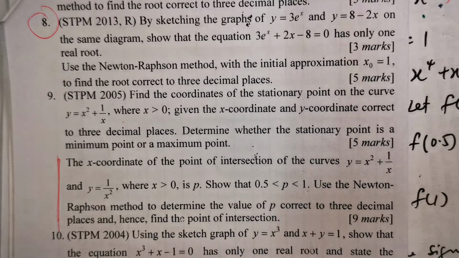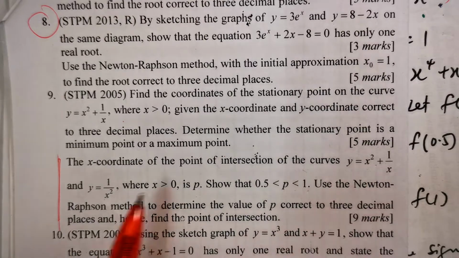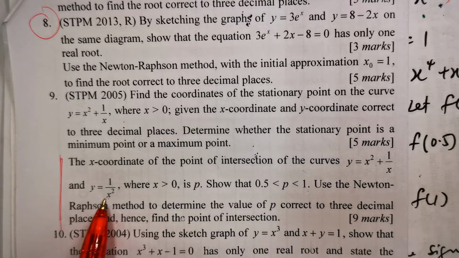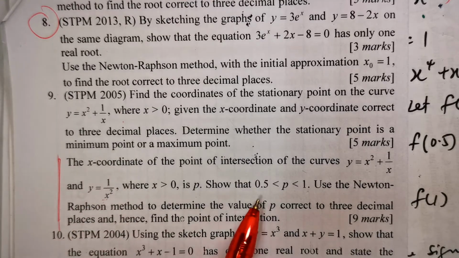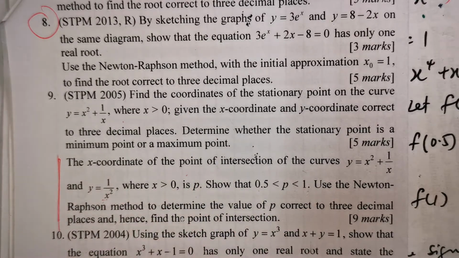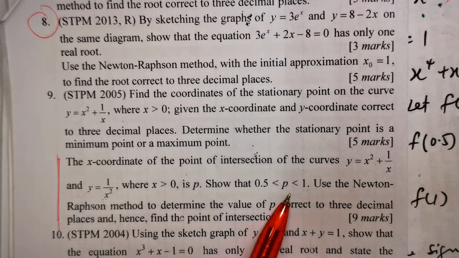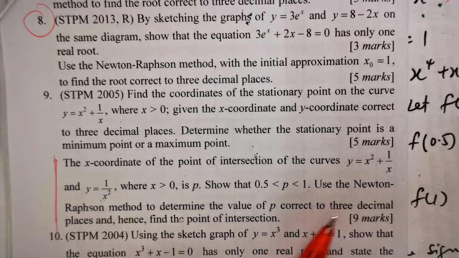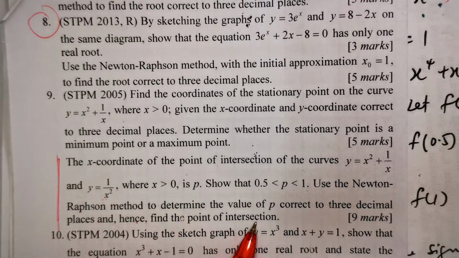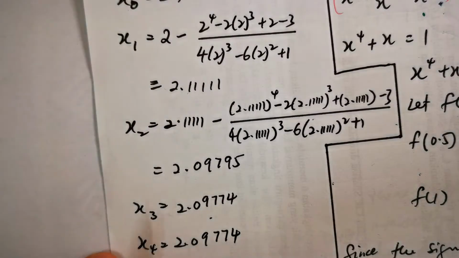All right. What you need to do is actually the same as what you have done before. You combine these two curves and get one equation, and let the equation be your f(x). Then you just substitute 0.5 into your f, substitute 1 into your f, and show that it has different signs. It's just like what we have done normally. They just changed the sentence like this. Then after that, use the Newton-Raphson method to determine P, correct to 3 decimal places, and hence find the point of intersection. So this part gives you 9 marks. Okay, let's see how it is.